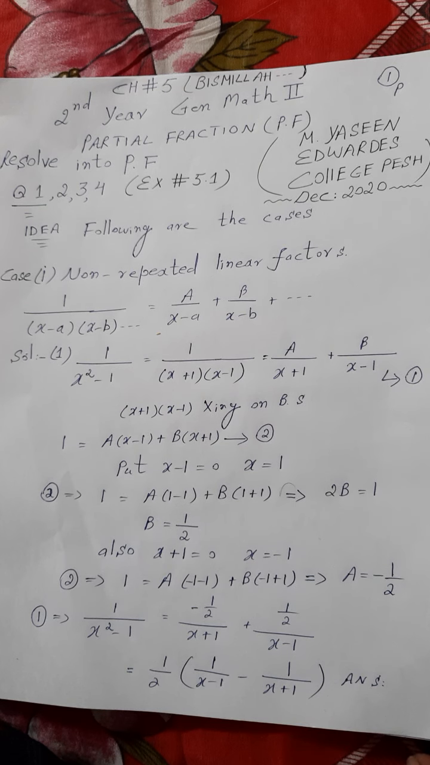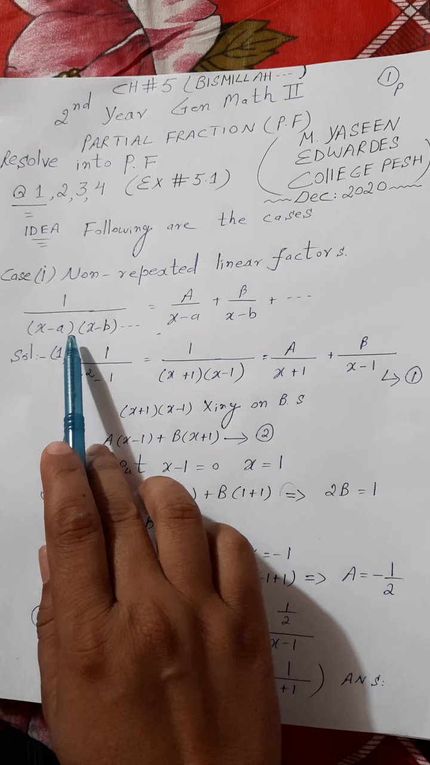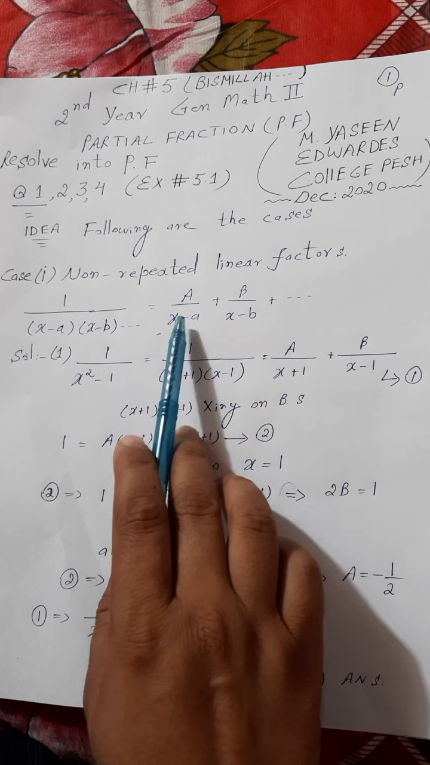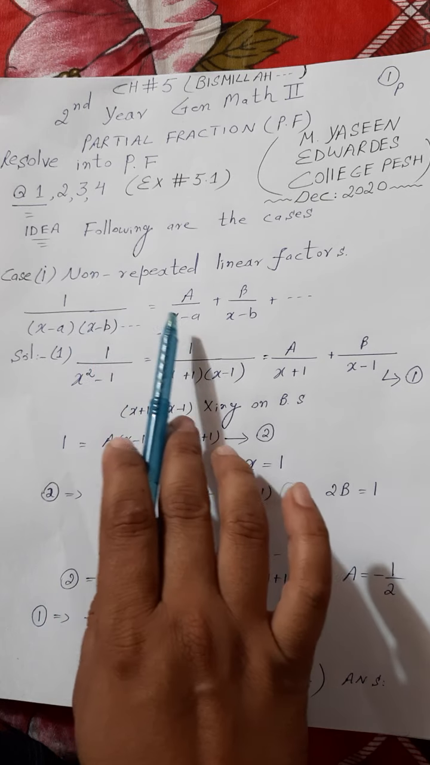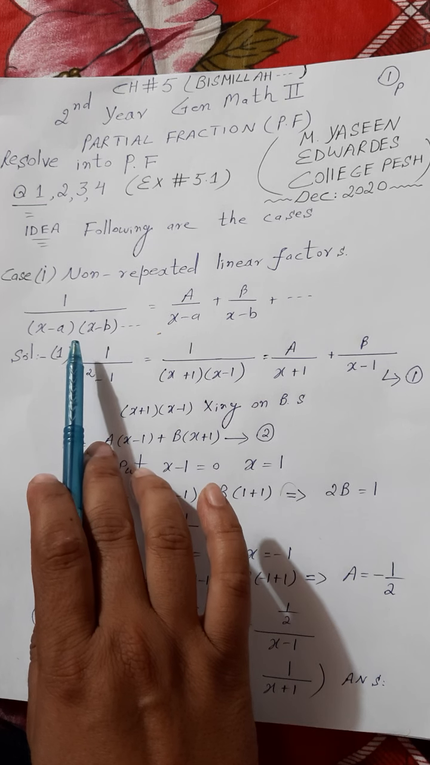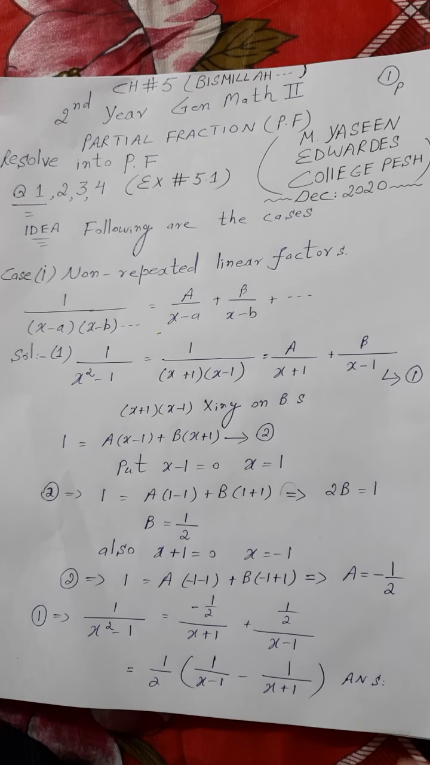If we express the product of various fractions into two or more fractions in sum or difference form. For example, 1 over (x minus a)(x minus b), if we express this as a sum of A over x minus a plus B over x minus b. If we express a single fraction into two or more fractions, this is called partial fractions. And there are two types of partial fractions.